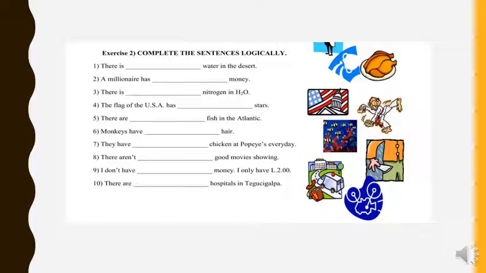Monkeys have, how can we describe their hair? They have chicken at the Popeyes every day. So they have some chicken. There aren't any good movies showing. I don't have any money. I have 20,000, for example. So I don't have a lot of money. There are many hospitals in, I don't know what's the name of this country. Anyways, there are many hospitals because they are countable.